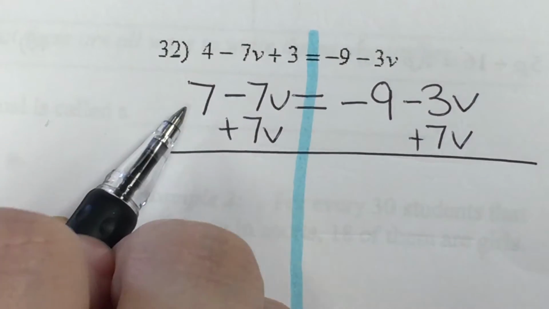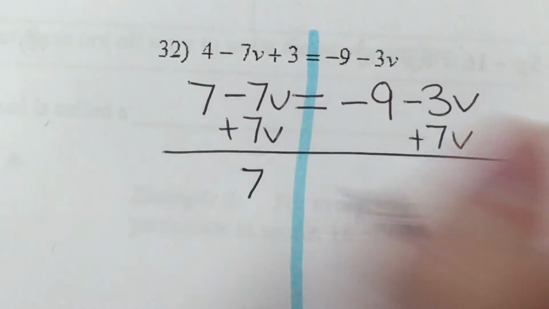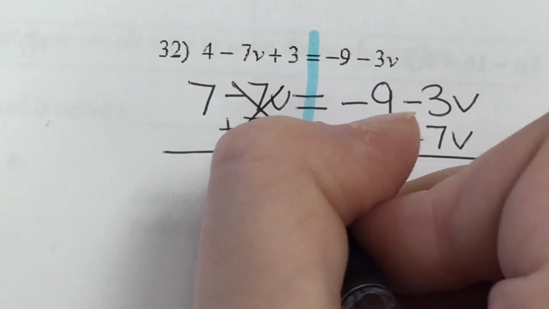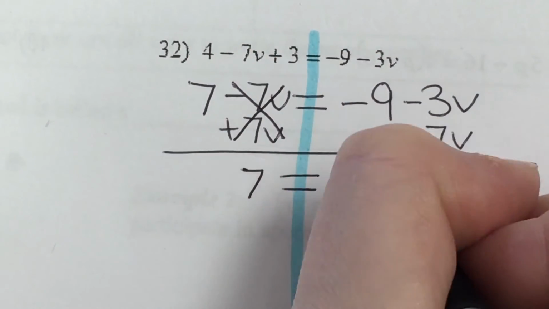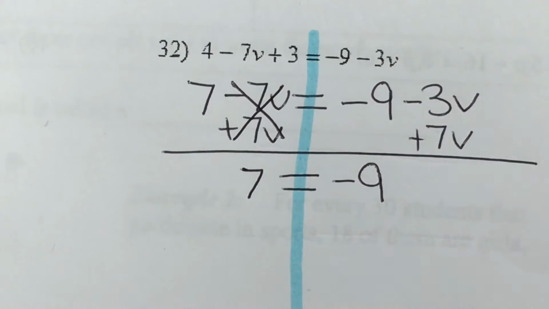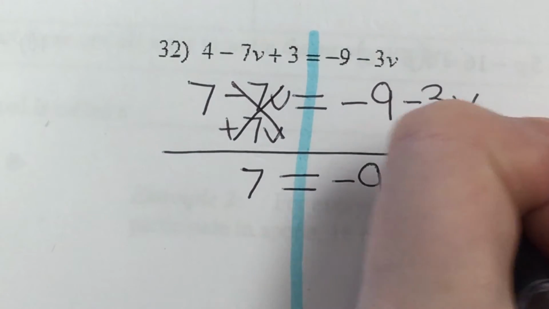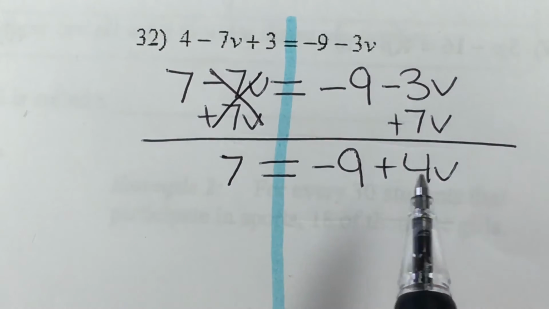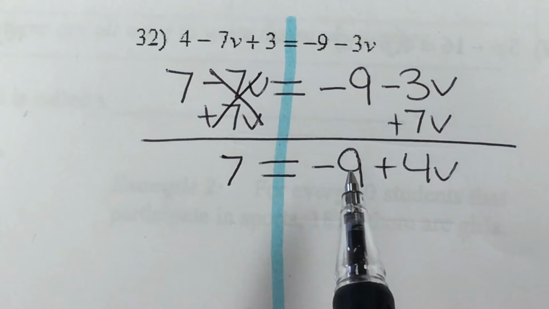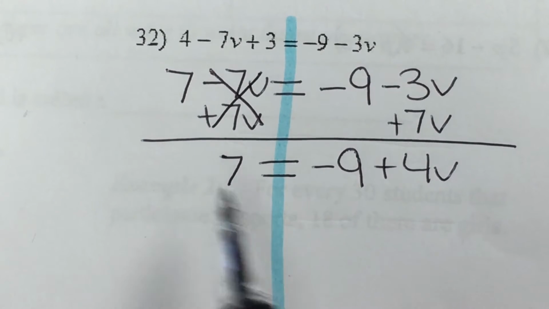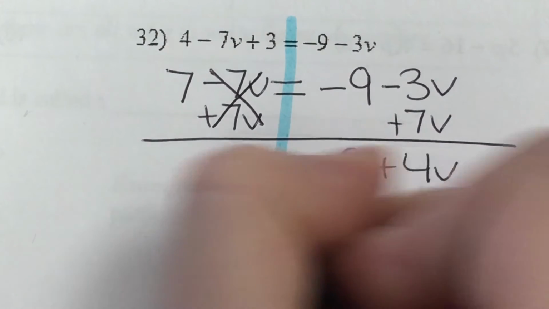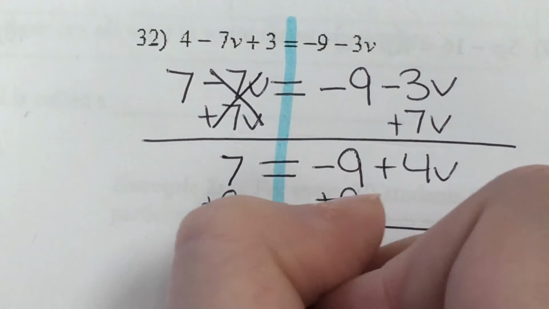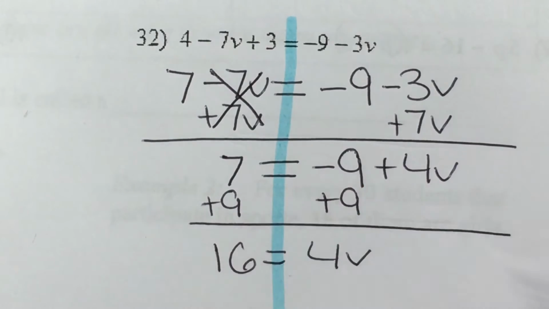And then I have this 7. That's the only thing that's left over because -7v plus 7v is gone. So 7 equals -9. What's -3 plus 7? Positive 4v. All right, still not done. I have my variable isolated to one side, but I need to move this constant over here to the left with the other constant. So plus 9. And this is going to be 16 equals 4v.